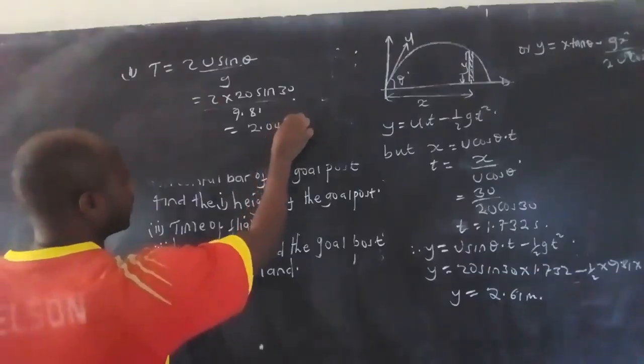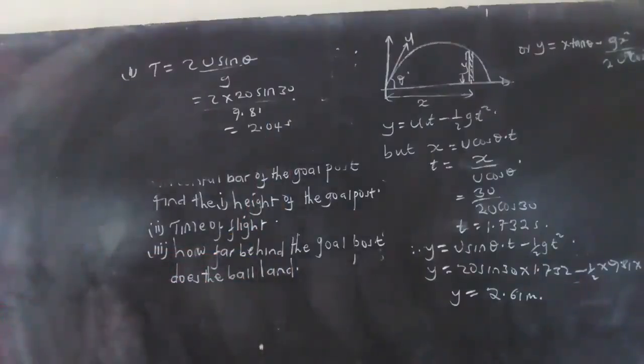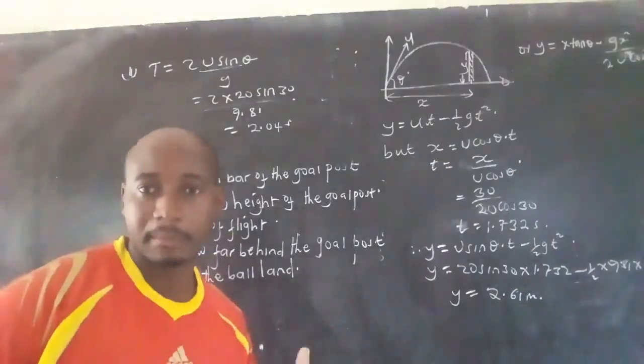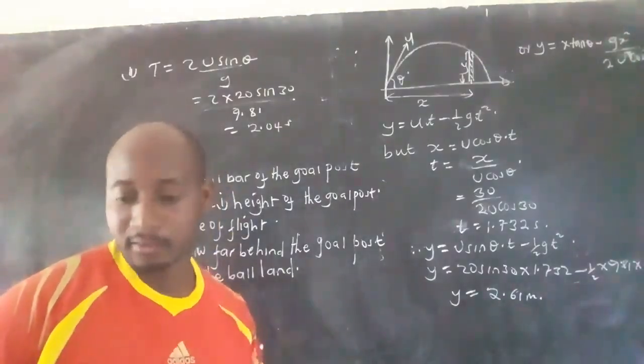2.04 seconds. Now if the time of flight is 2.04, supposing they're asking us for the time to reach the maximum height, what would be the time to reach the maximum height? It is divided by 2.